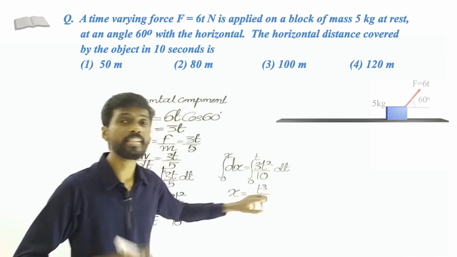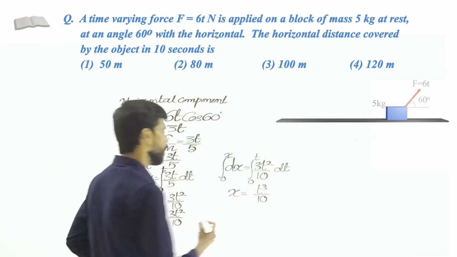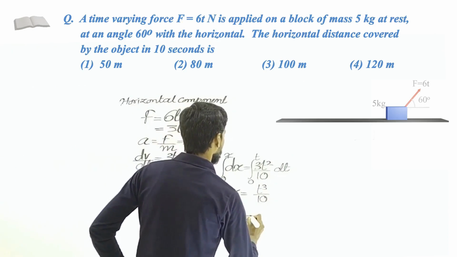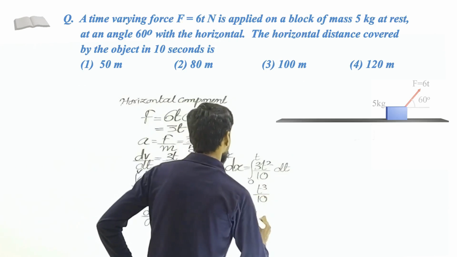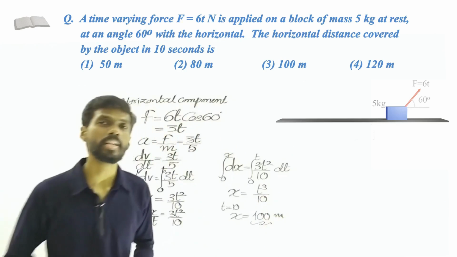In time t. The time is given here, right? 10 seconds. That can be substituted here, so t is equal to 10. That will give you the value of x. So that is 10 cube divided by 10, so that is 100 meter. So that is our required answer, right?